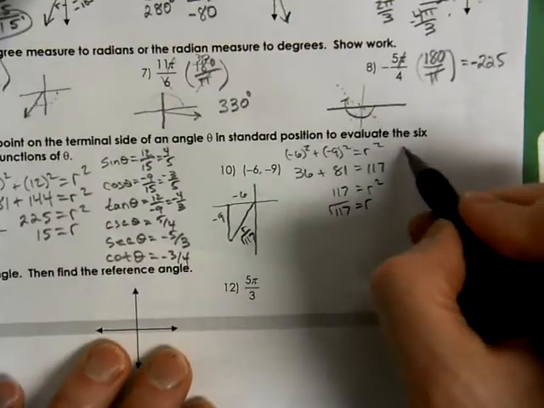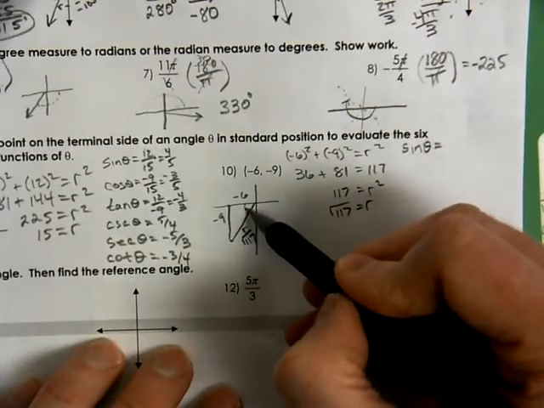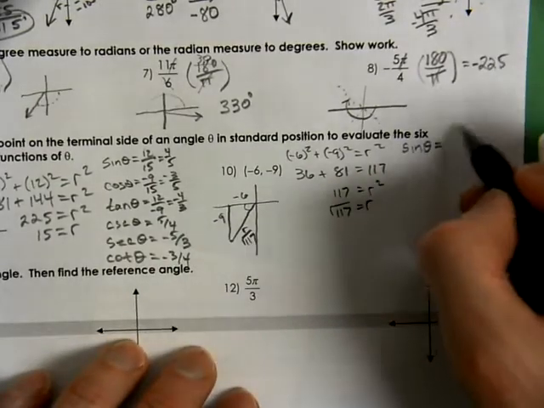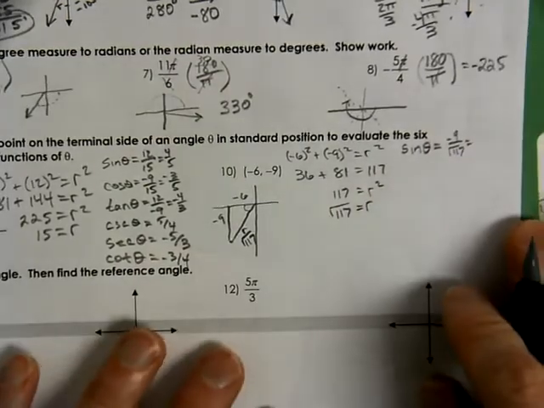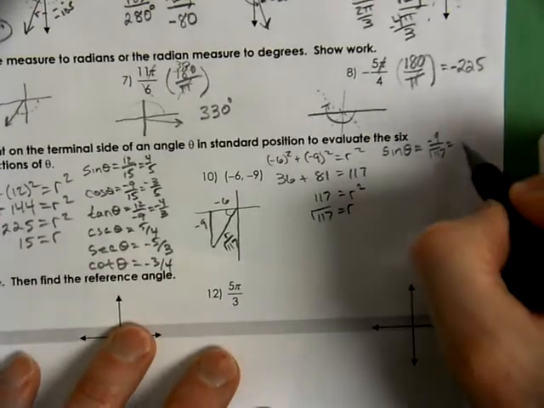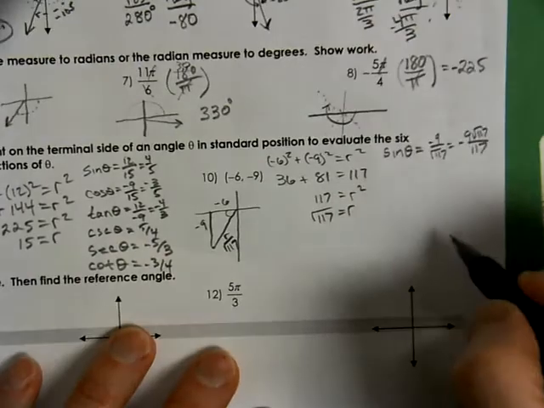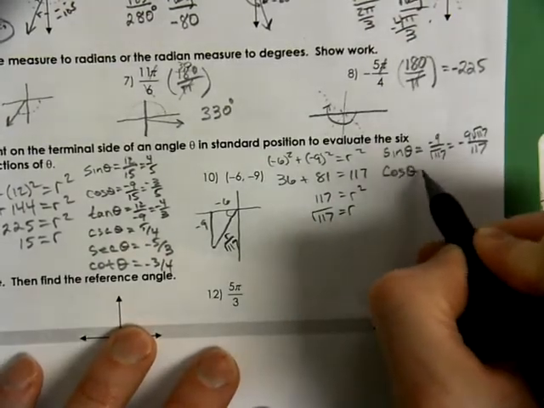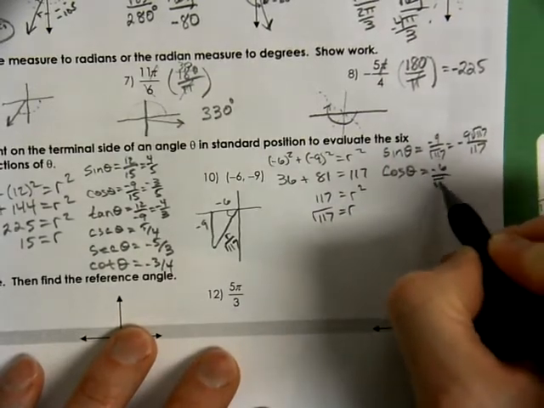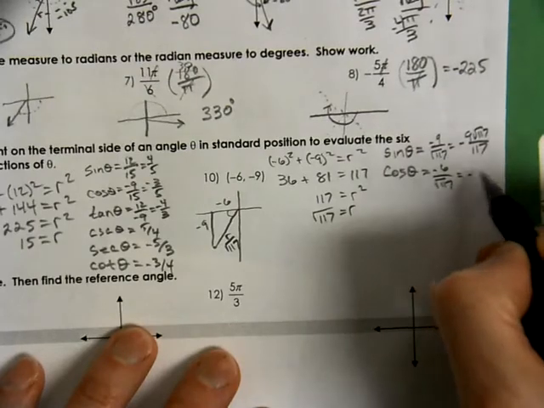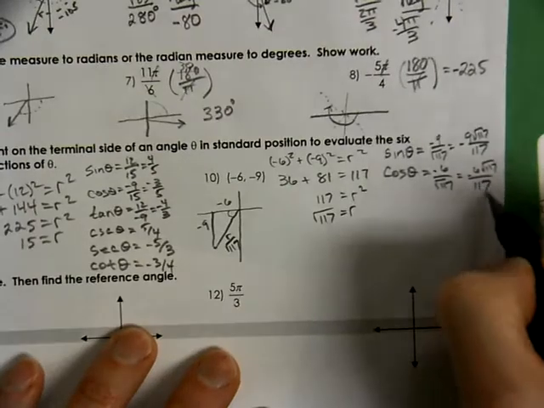So, often I like to start with sine. From our x-axis, our opposite over hypotenuse is -9 over the square root of 117, which by rationalizing the denominator, we get -9 square root of 117 over 117. The cosine is going to be adjacent over the hypotenuse. Rationalize the denominator. We'll get negative 6 square root of 117 over 117.